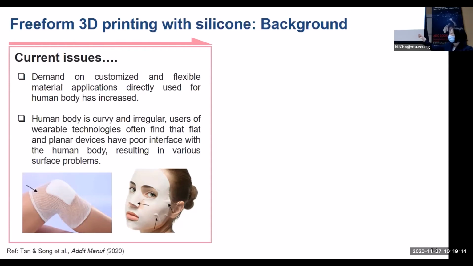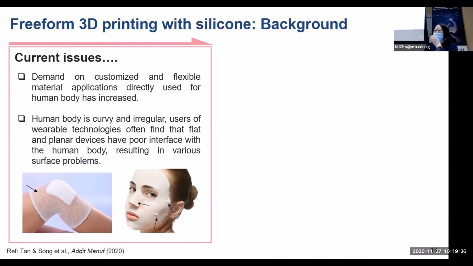So many materials that have been developed for biomedical applications have flat geometry. Because of it, many problems happen. One example is the facial mask. Some ladies maybe have experience with the facial mask. Of course, the men too, I don't have any gender discrimination.